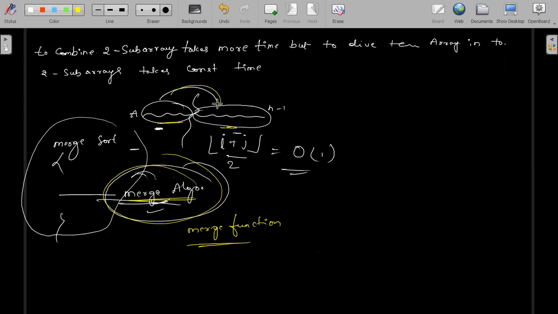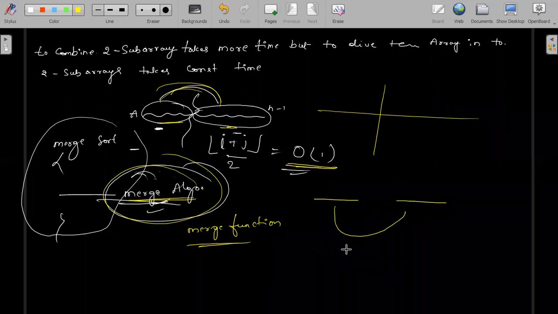I wanted to combine these two sorted arrays. So to merge them, it takes a lot of time, but to divide this array into two subarrays, it takes constant time. Be careful with this line. Again, when you want to combine this array with this array, suppose, for example, I take an array like this and divide it into two parts. Now each is sorted. I am going to apply an algorithm for both. What is that algorithm? Merge. I am going to apply the merge algorithm here.